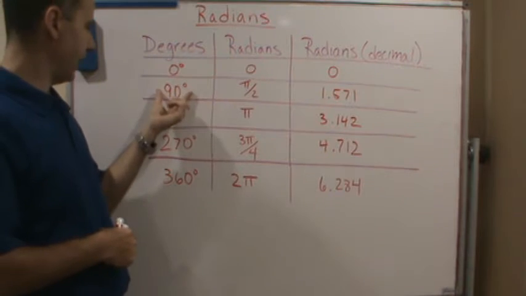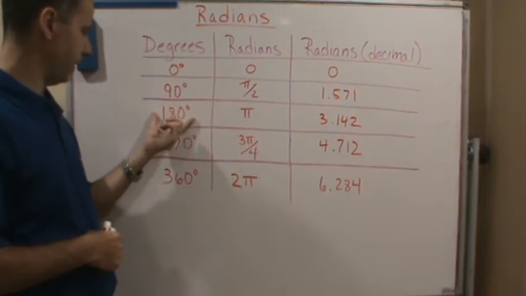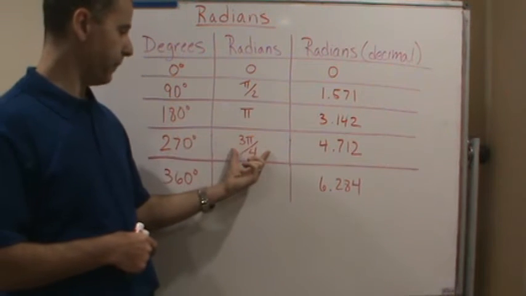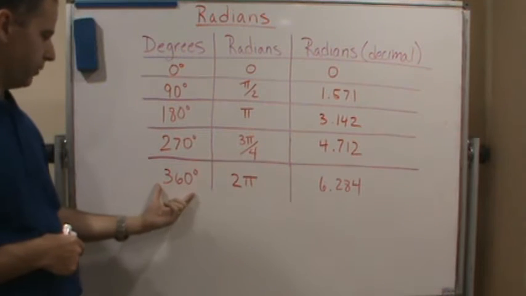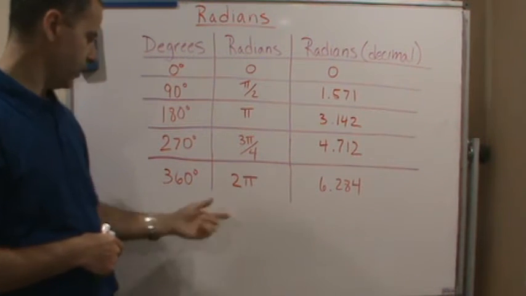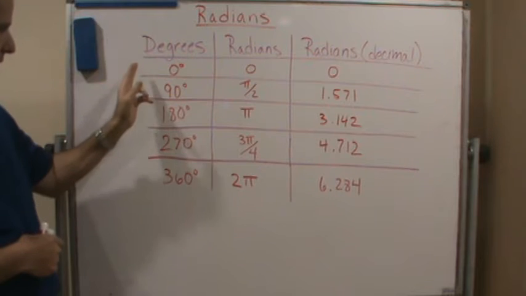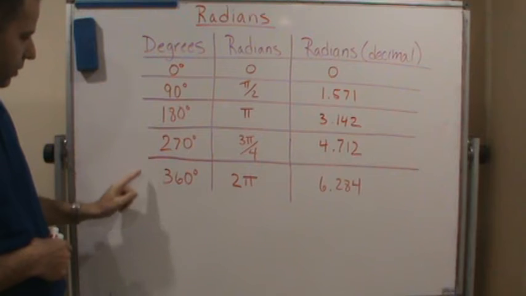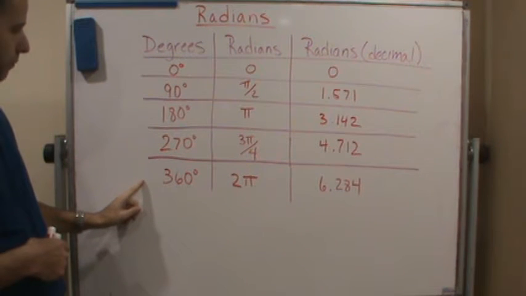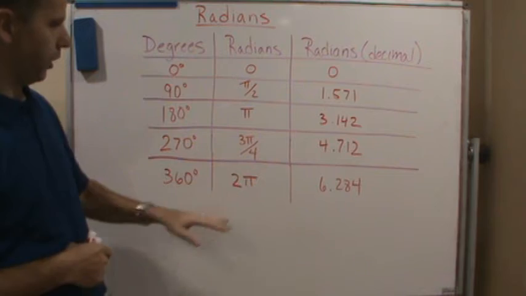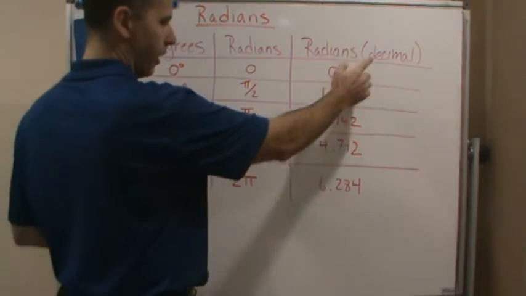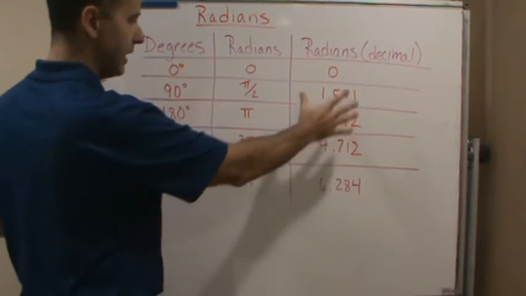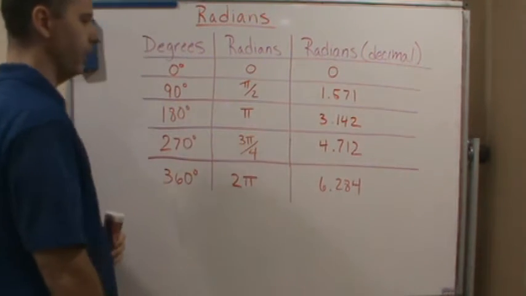Okay. So 90 degrees equals pi over 2 radians, 180 degrees equals pi radians, 270 degrees is 3 pi over 2 radians, and 360 degrees is 2 pi radians. Notice that 360 degrees and 0 are the same. Typically these are the four that we're going to focus on. These are the ones you want to know. Also, this is just 0 across the board, so that's not going to change. But here are the decimal equivalents. Make sure you know these.